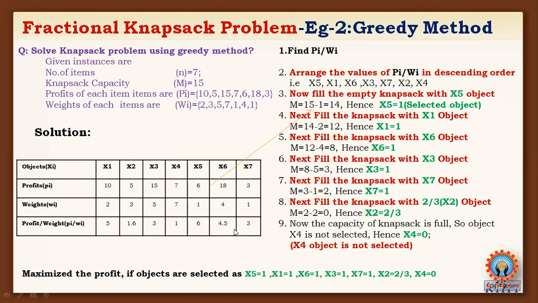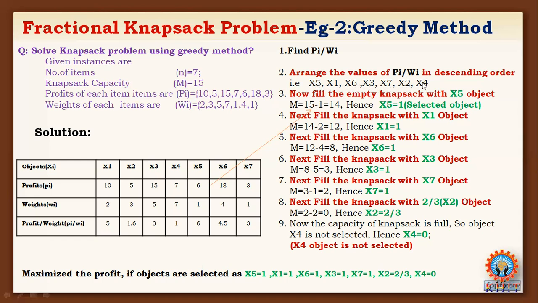And the next highest are object 3 and object 7. That means both have the same value of Pi by Wi. In this case, you can arrange either x3 first or x7 first, in any order. And the next highest value is x2, which is placed here. And at last we arrange the x4 object here. So based on the value of Pi by Wi, we have arranged the values in descending order.